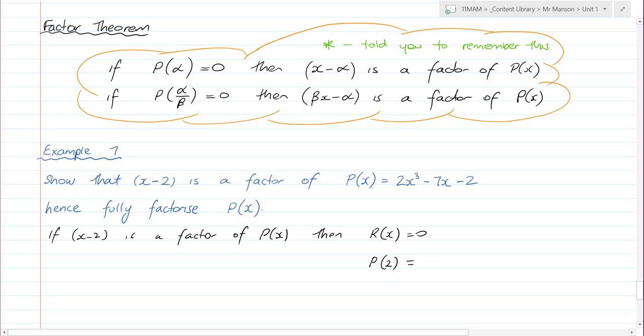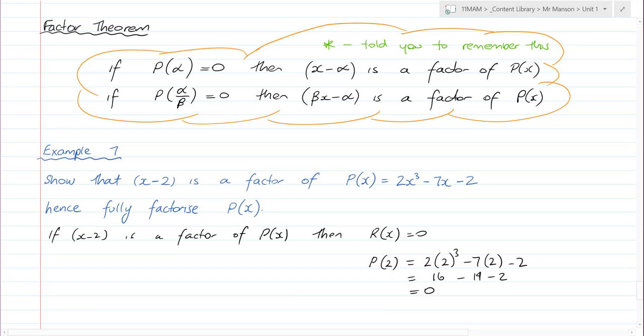P of 2 is 2 times 2 cubed minus 7 times 2 minus 2. That's equal to 16 minus 14 minus 2. That's equal to 0. You've done the first part. If this is a 4-mark question, you've just got 2 marks.